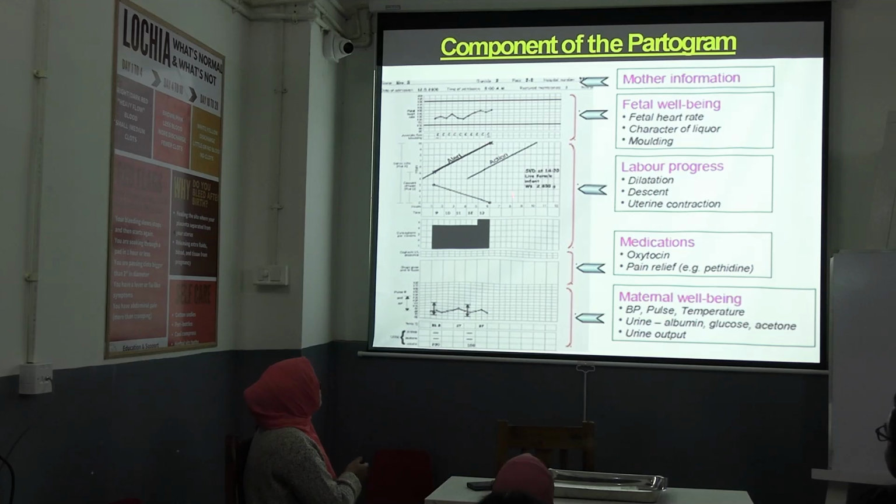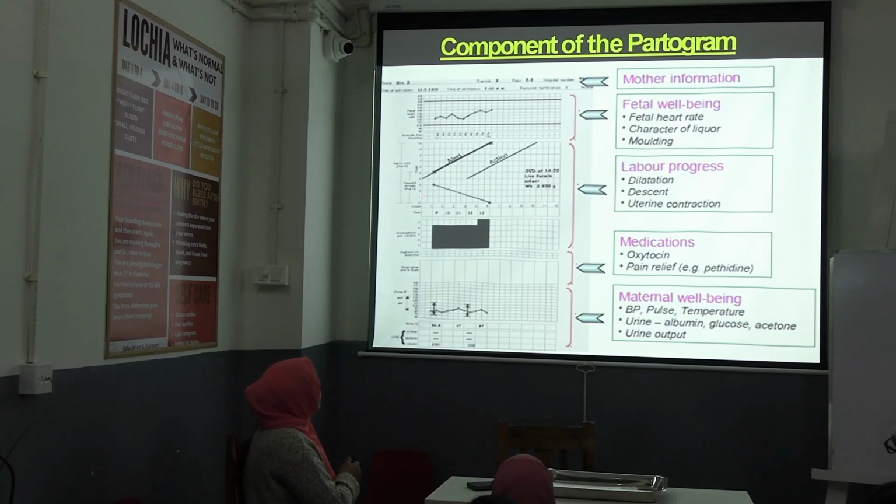Now the second part is the progress of labor. This is the dilatation of the cervix, and this is the descent of the head. Okay, and this is the uterine contraction. In the x-axis there is time in hours, and on the y-axis there is dilatation of the cervix. Okay, one big square, or these two squares, are equal to 1 hour, and one small square is equal to half an hour or 30 minutes.